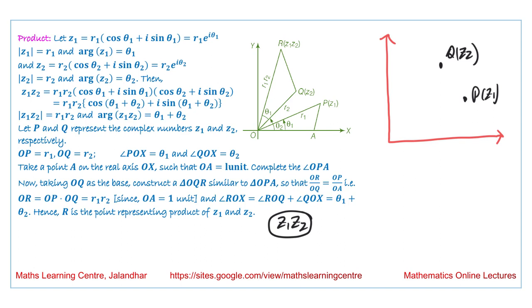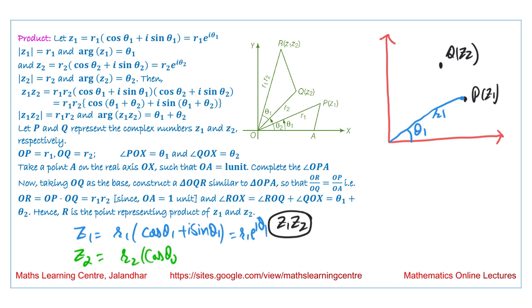Now we write both these numbers in the polar form. Polar form means we join these two points. The value of this is R1 and the value of this angle is theta 1. We write z1 is equal to R1 cos theta 1 plus iota sin theta 1, or in Euler form we can write it as R1 e raised to the power iota theta 1. And when we talk about z2, suppose it is R2 cos theta 2 plus iota sin theta 2, which is equal to R2 e raised to the power iota theta 2. So this length is R2, and this whole angle is theta 2.